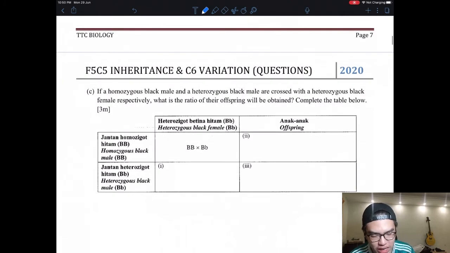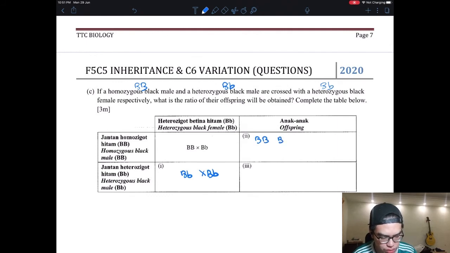So C, if a homozygous black male, which is big, and a heterozygous black male are crossed with a heterozygous black female, big, small, what is the ratio that will be obtained? So it means the female bred two times. Big small times big small. You can just do the punnett square yourself lah. So by looking at this, you will get big, small, big small, and for this one big small, big small, small. So what's the ratio here? This is black, so 4 to 0. Black, white, 3 to 1.